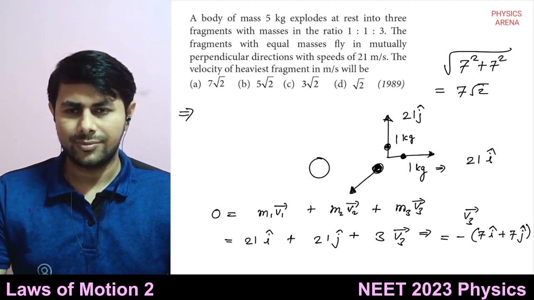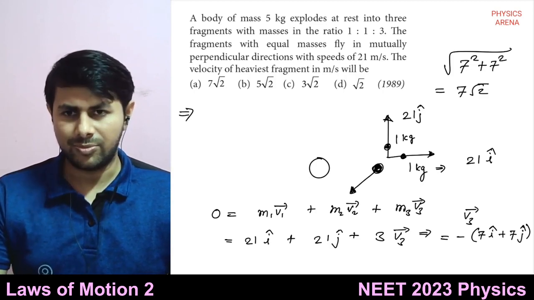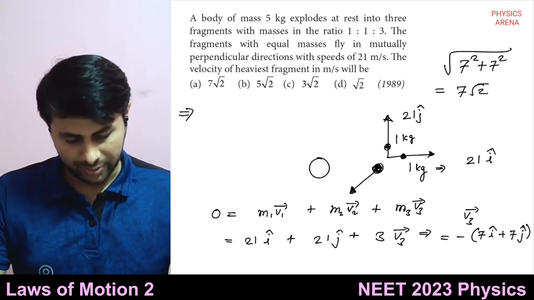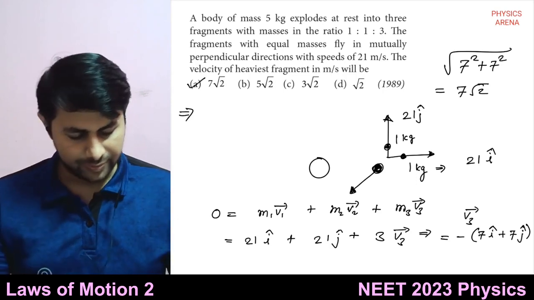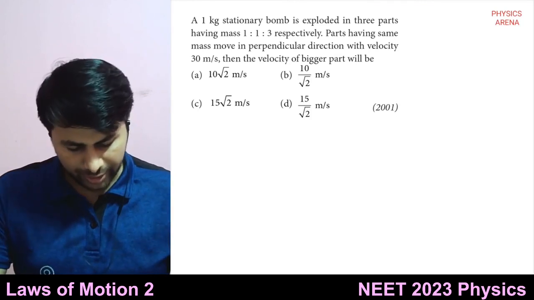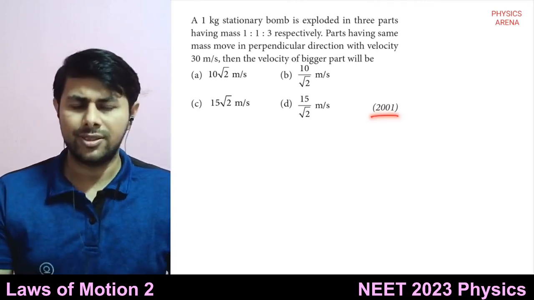Yes, sir. Understood, or is there any confusion? Yes, sir. Yes, Soumya? Yes, sir. Okay, so 7 root 2 is the answer. Okay, then let's move on to the next question.